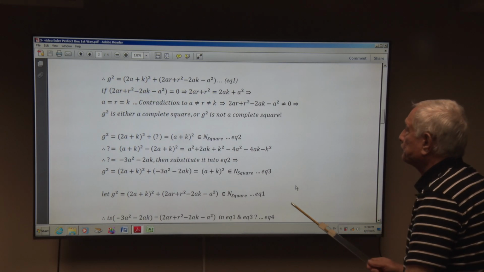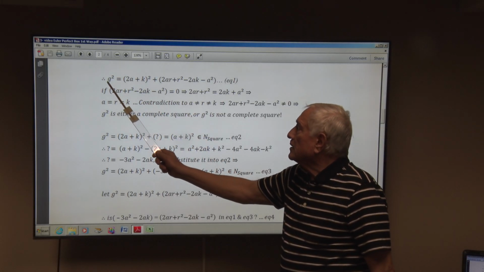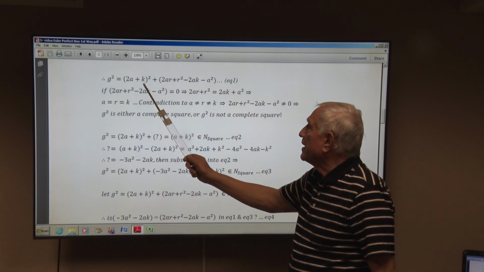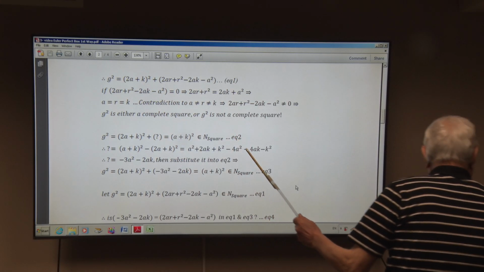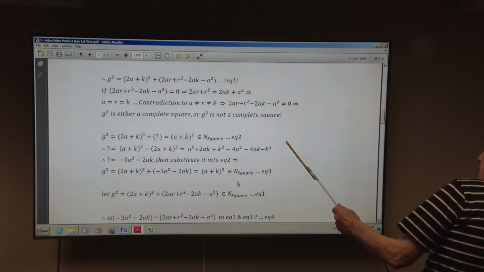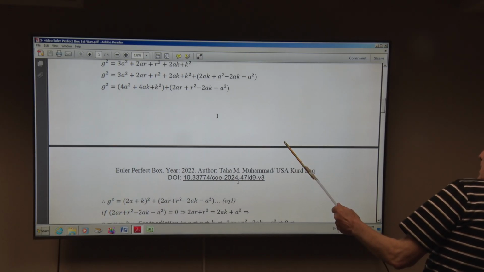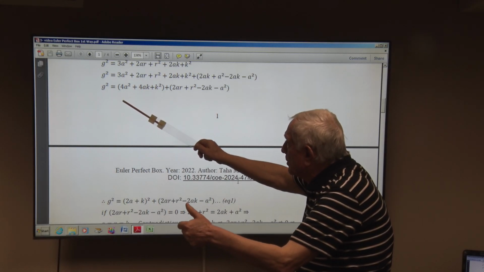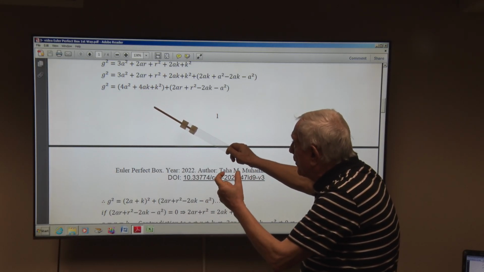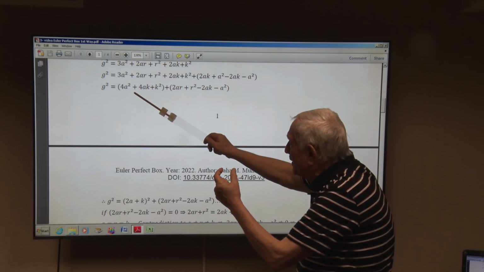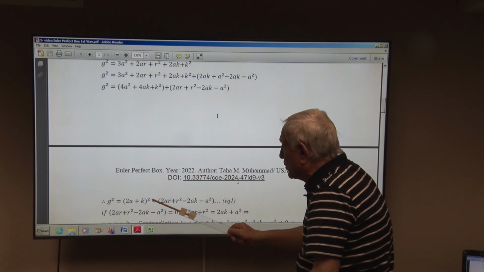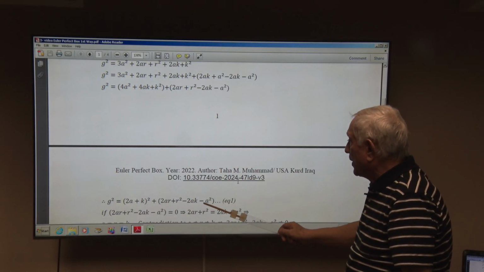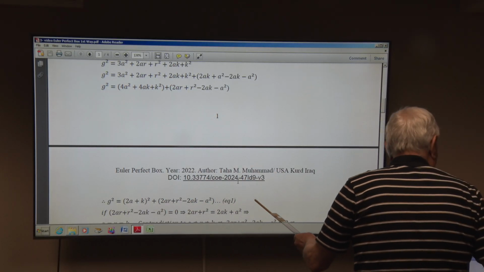This one. Since G squared equals (2A plus K) squared, what I did here: I took the square root of the first term, the square root of the third term, and put the sign of the second inside the parenthesis and squared it. Do you see that? Then this one is still the same. I name it equation 1.